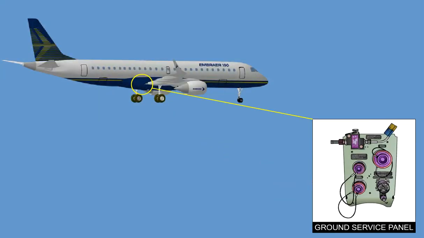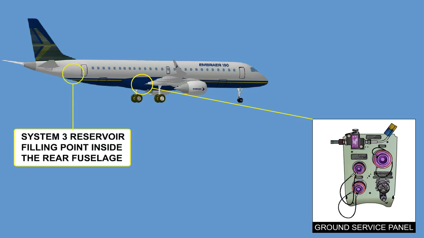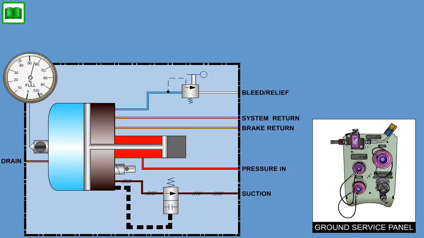Reservoir filling is carried out from the reservoir fill point on the ground service panel for Systems 1 and 2 and inside the rear fuselage for System 3. The hydraulic system must be depressurized before reservoir filling can be accomplished. This is done by depressing and holding the button on the dump valve until the flow noise stops.